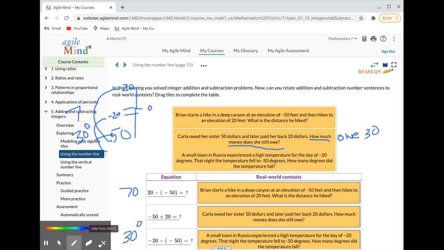Why is it a positive 30 degrees? Because absolute value is always what? Distance from 0. Distance is always from 0, and that means that distance will always be what? Starts with a P. Positive. Great job, Grayson.